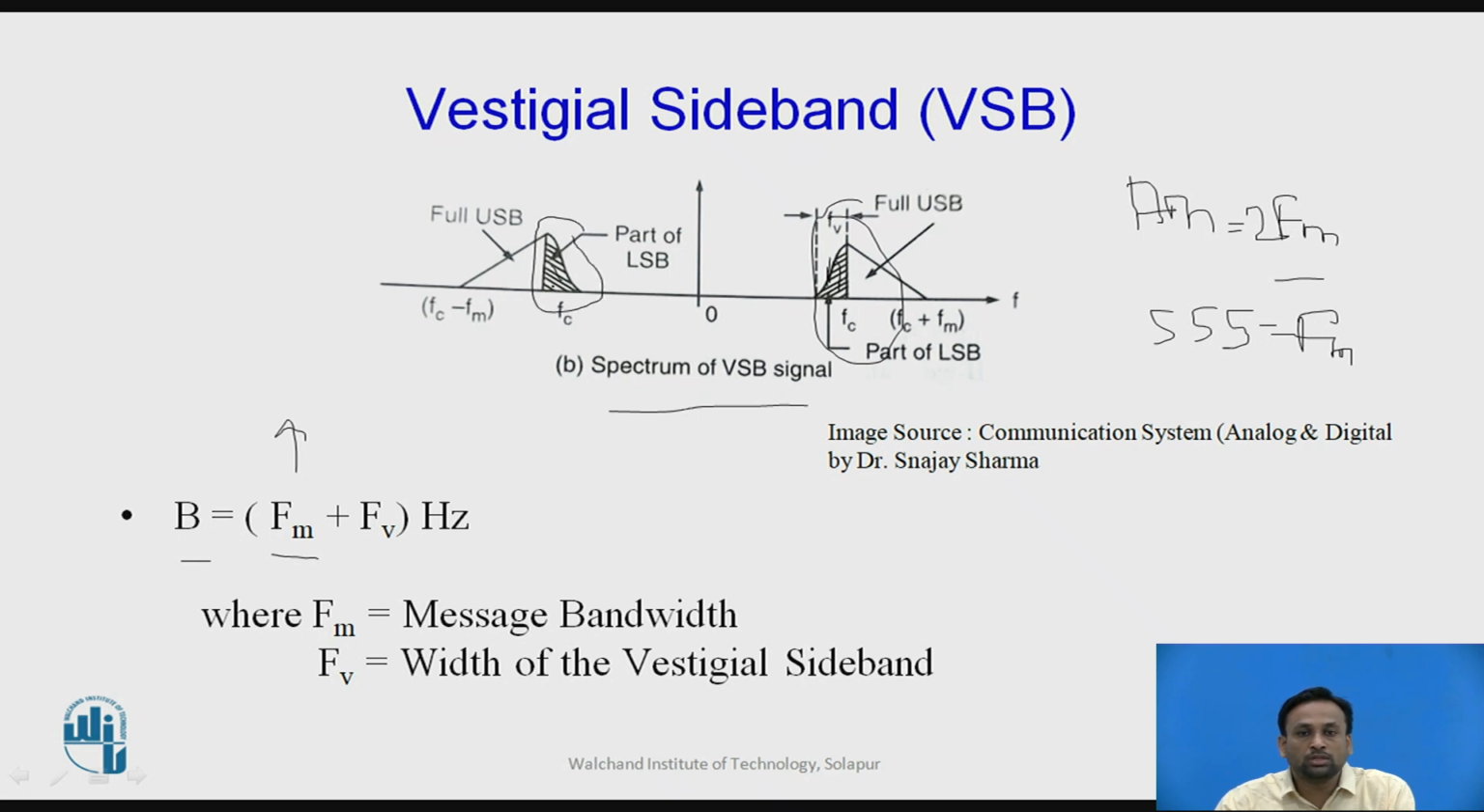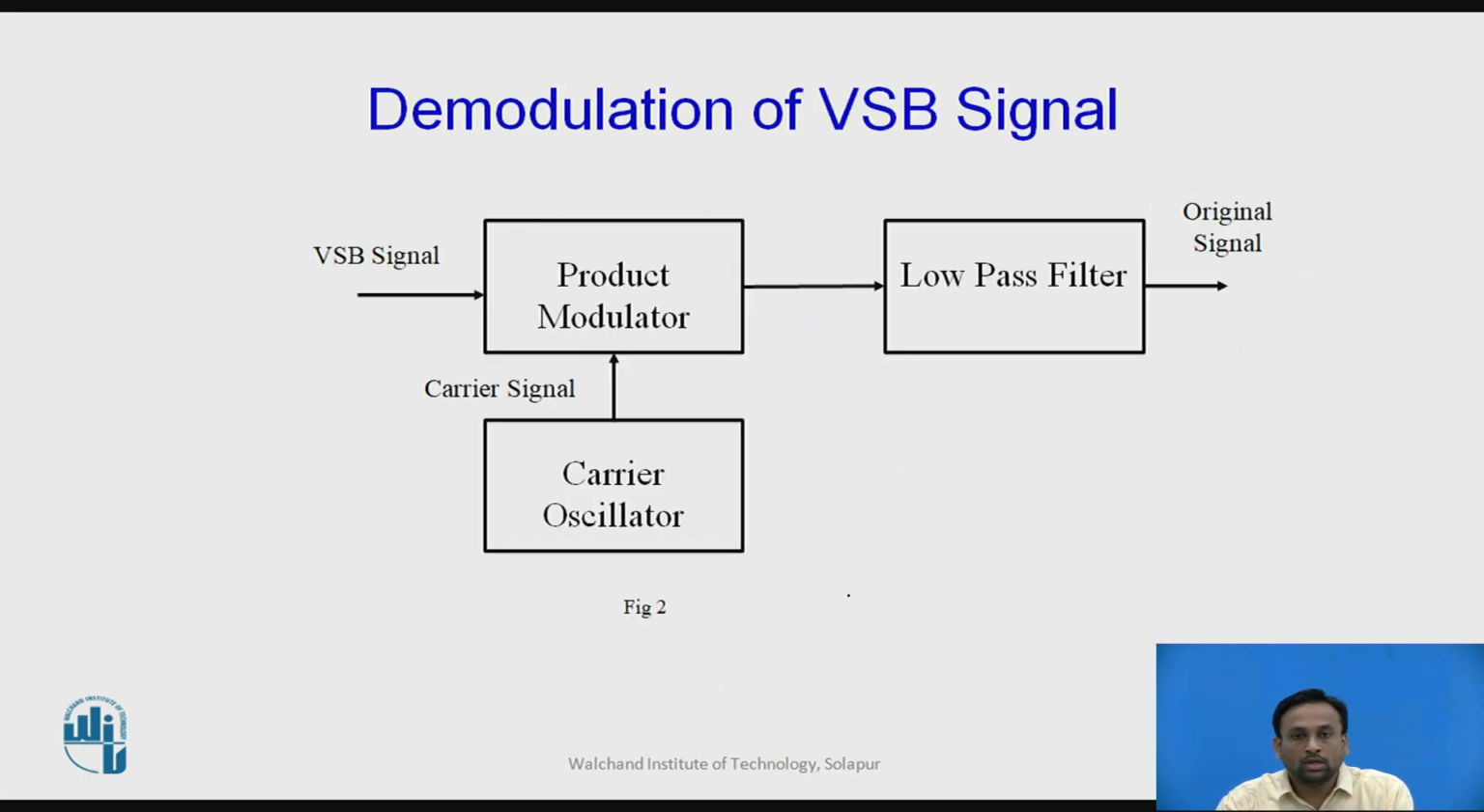Only this part of the sideband is going to be sent here, so that's why we have taken it as fv here. So the bandwidth required to transmit a VSB signal is fm plus fv. fm is your message bandwidth and fv is the width of the vestigial sideband here. So we have seen the bandwidth requirement for a VSB signal.